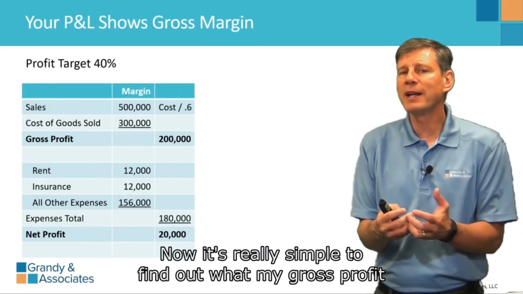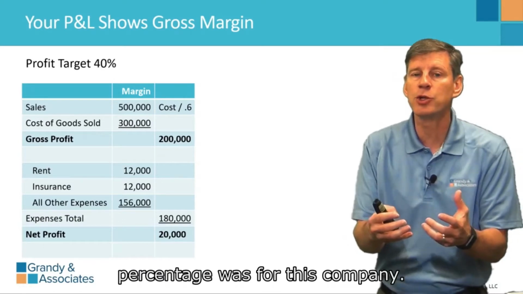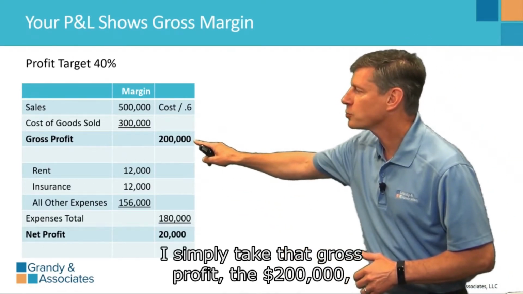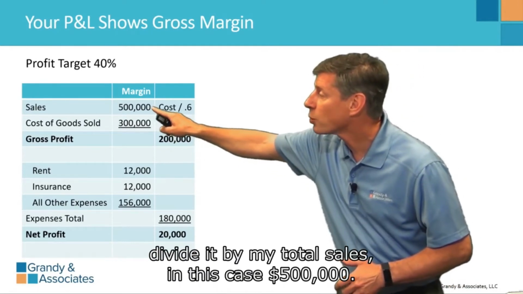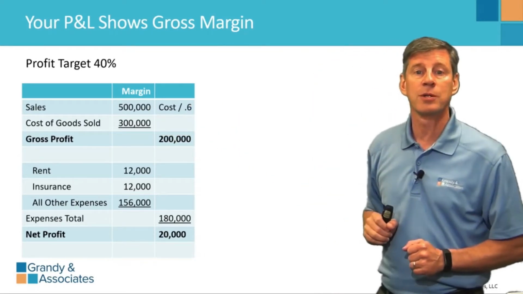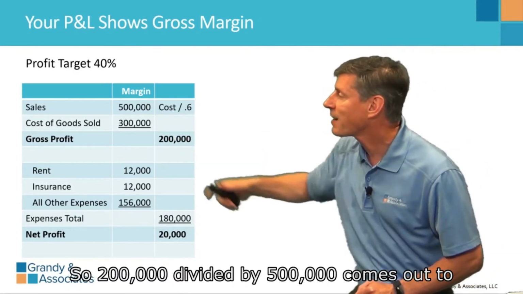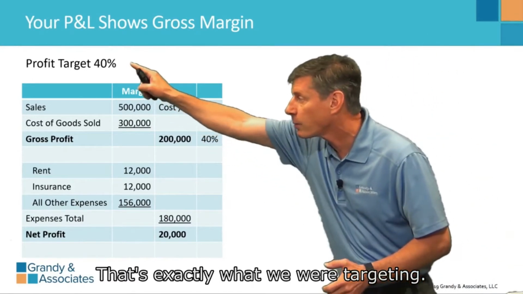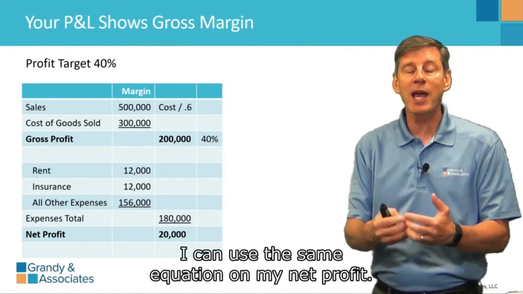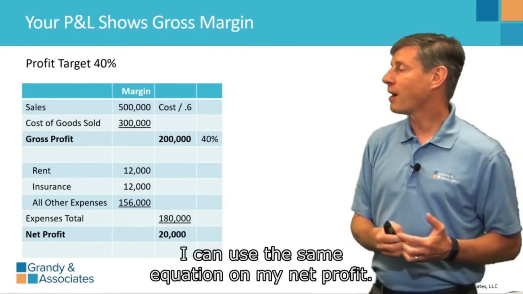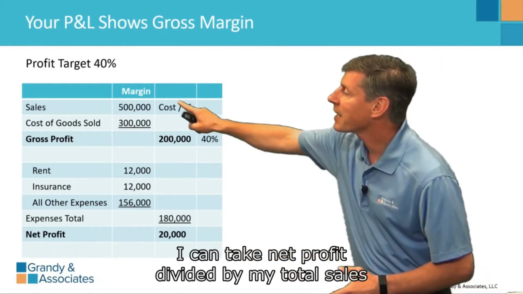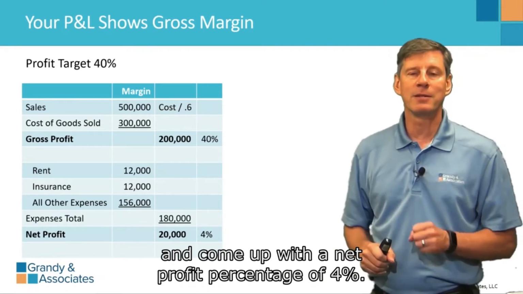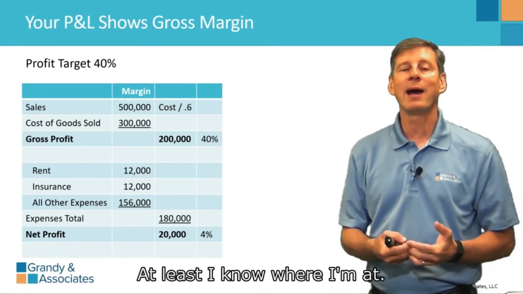Now, it's really simple to find out what my gross profit percentage was for this company. I simply take that gross profit, the $200,000, divided by my total sales, in this case, $500,000. So $200,000 divided by $500,000 comes out to a gross profit of 40%. That's exactly what we were targeting. I can use the same equation on my net profit. I can take net profit divided by my total sales and come up with a net profit percentage of 4%. At least I know where I'm at.